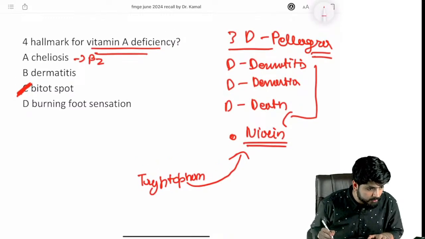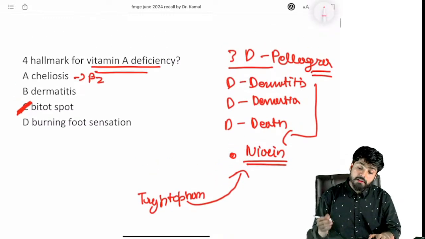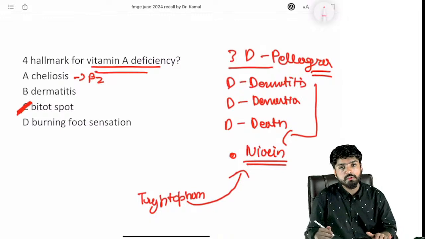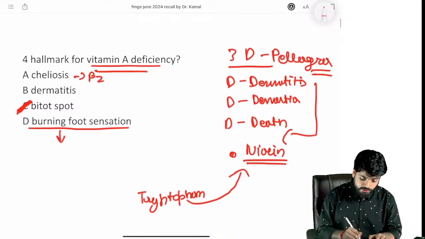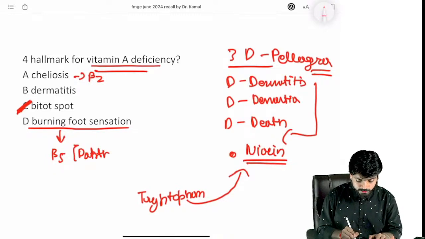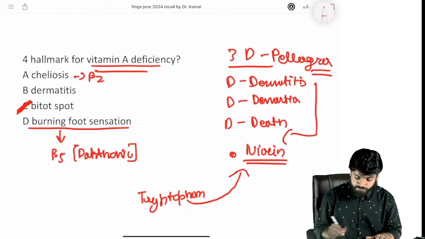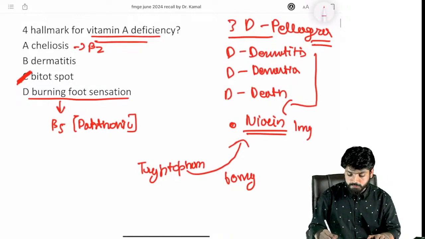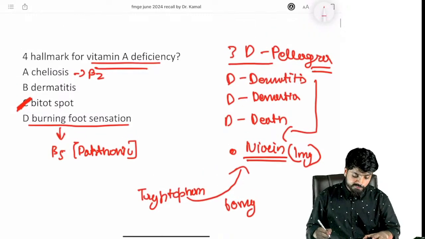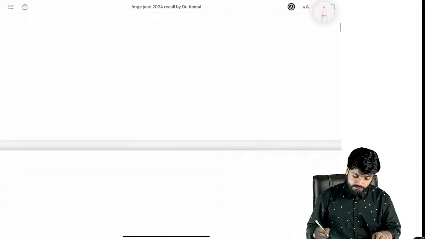Okay, it was picture based. Yeah, even if it was picture based, then also we could have understood easily what is Bitot spot. And for burning foot syndrome, we have B5 or pantothenic acid. We need 60 mg of tryptophan to make 1 mg of niacin. Now moving on to next.